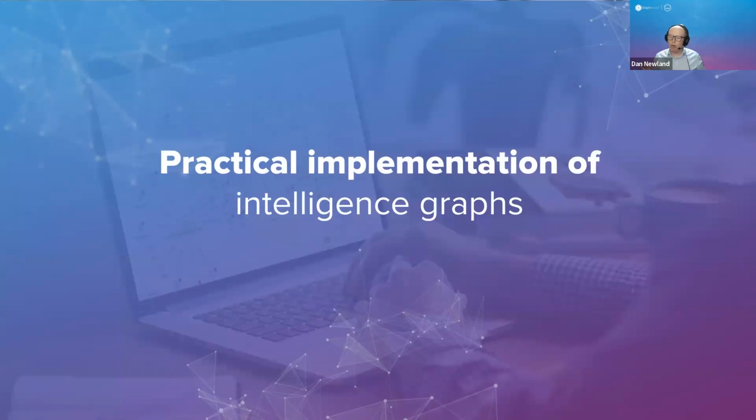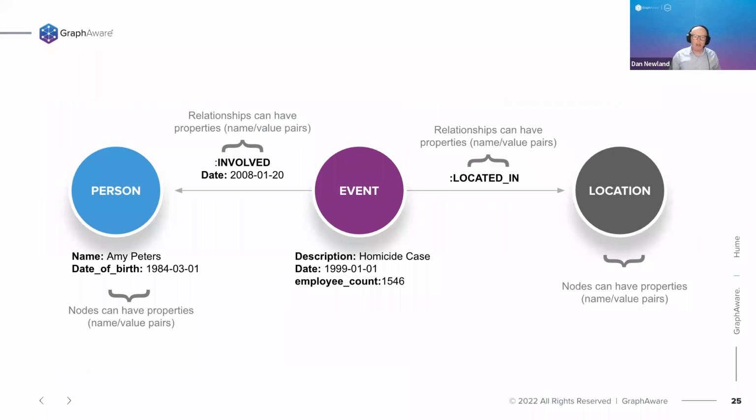Okay, the next thing we're going to talk about is some practical implementation steps for intelligence graphs. We're going to talk about some of the different types of graphs that we see in the intelligence domain and how Neo4j and Hume can support the development of graphs in this particular way. So we talked before about the different elements of a graph database: the entities, the relationships, and the properties that can be loaded or defined in a schema.